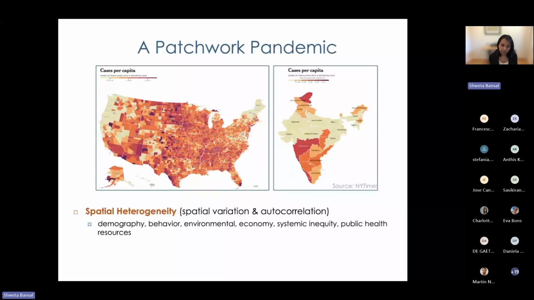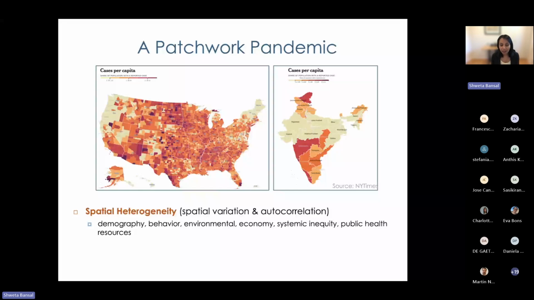But of course, if there was just really spatial heterogeneity at play, we would know how to handle that. We would need a lot of resources, but our public health approaches would just require a lot of tailoring to each community. And in principle, we could deal with that well.